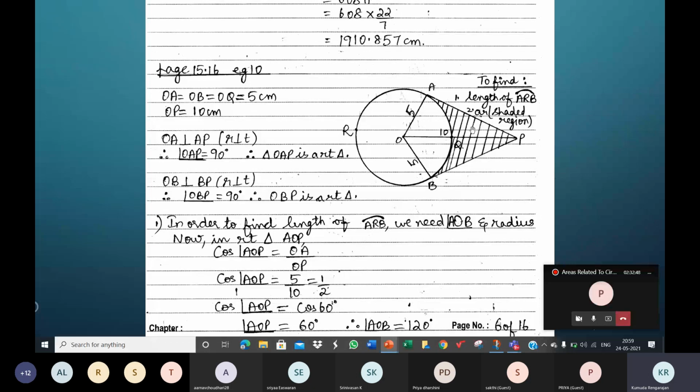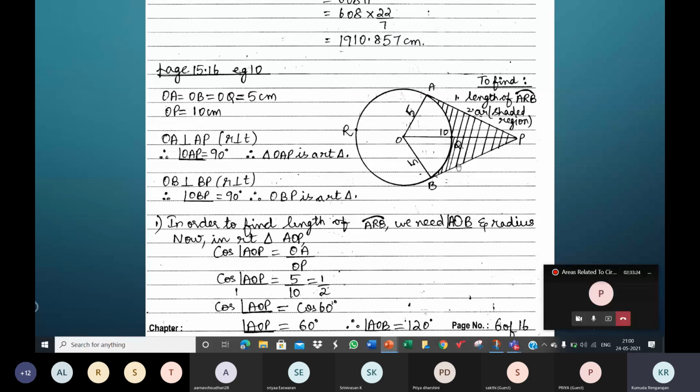You will get the area of the quadrilateral because you have the same triangle here, and the same thing here. So find the area of this right triangle, double it, and you will get the area of the quadrilateral OAPB. Now from the area of the quadrilateral, take away the area of this minor sector, whose sector angle is 120 degrees, to get the area of the shaded region.